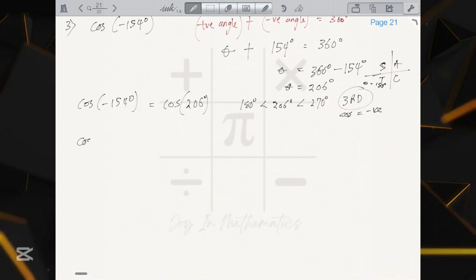Therefore, we have cos of minus 154 degrees, which is equal to cos 206 degrees, is equal to minus cos of theta minus 180 degrees. Theta in this case is 206 degrees. So this will give us minus cos 26 degrees. Using our calculator for this, we'll arrive at minus 0.8988.